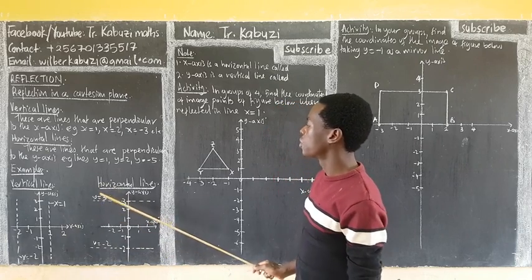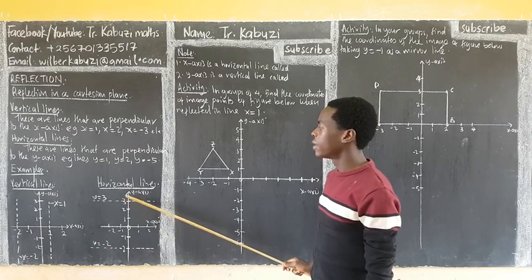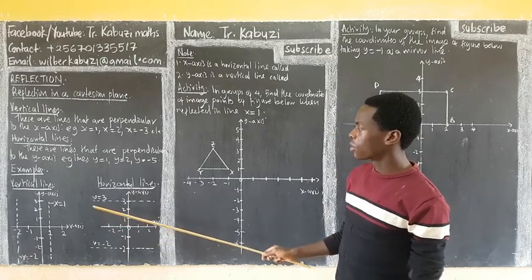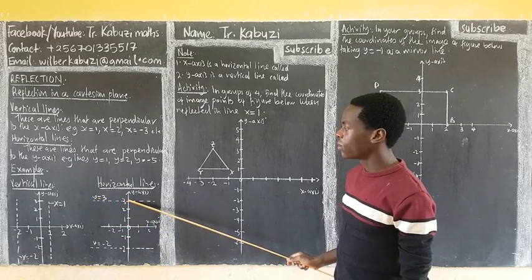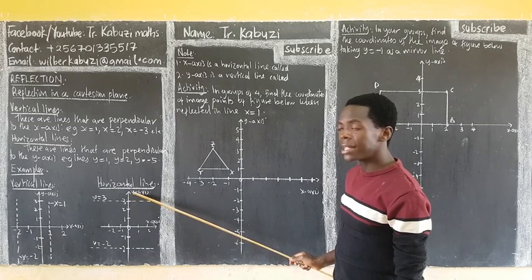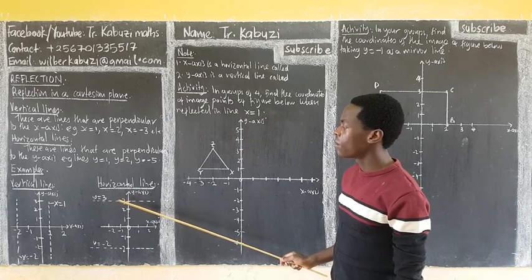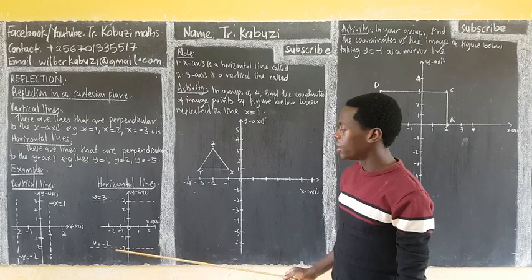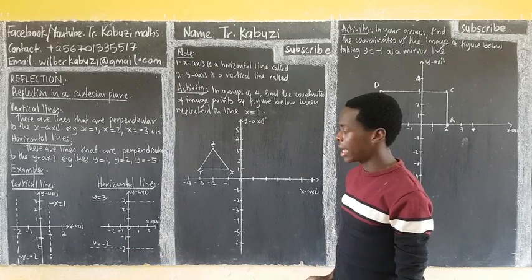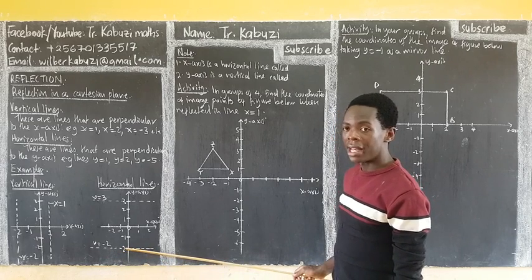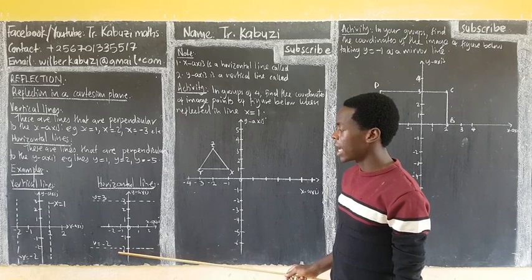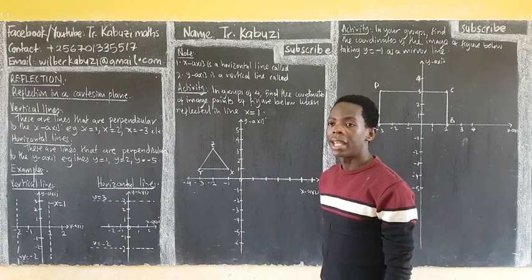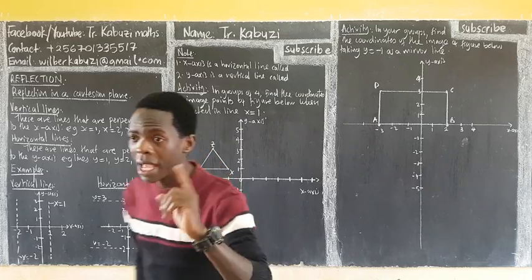Then come to horizontal. For them, they are cutting the y-axis. This one is passing through 3, but it cuts the y-axis, so it's called y equaling 3. You see this one? It's also cutting the y-axis, but this side down, through negative 2. So it's a line y equaling negative 2. Those are what we call the vertical and horizontal lines.